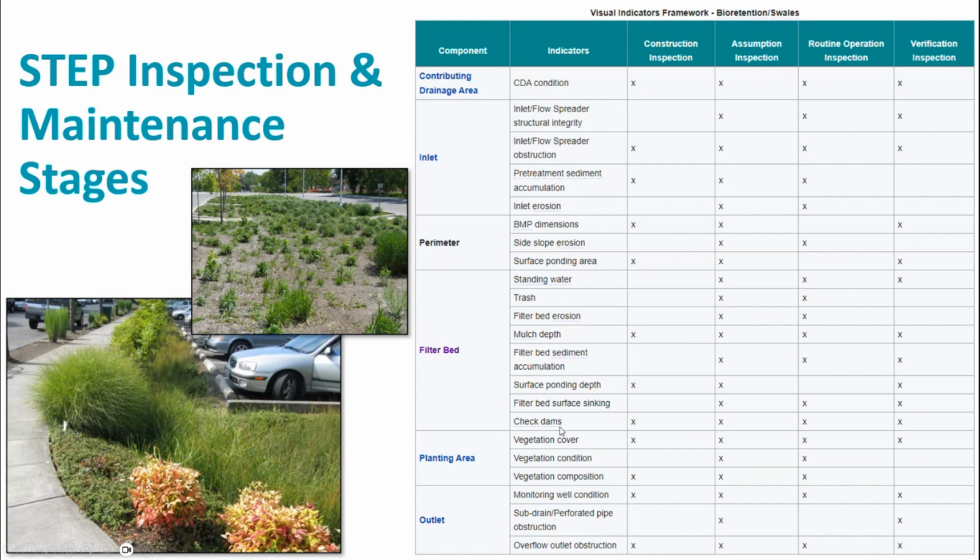And then you're looking at things like check dams. Were they built to specifications beforehand? This is a nice little checklist, an example of what we've included on our site. And we've included all these for every single LID we just talked about in the slides beforehand.